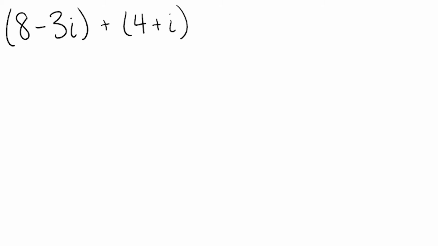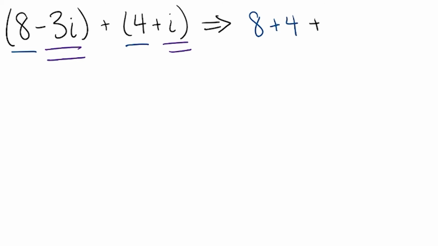Next we have 8 minus 3i plus 4 plus i. Both of our numbers are complex numbers. We're already using our imaginary numbers, so let's just identify our like terms. 8 and 4 are like terms. Negative 3i and i are like terms. So this becomes 8 plus 4 plus negative 3i plus i, and our final answer is 12 minus 2i.